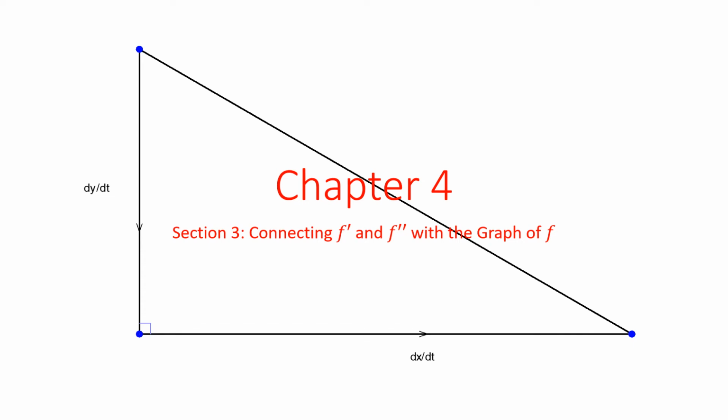Welcome back to Chapter 4. In this Section 3, we're going to be looking at connecting the derivative and the second derivative to the graph of the function. Like, what do they mean?